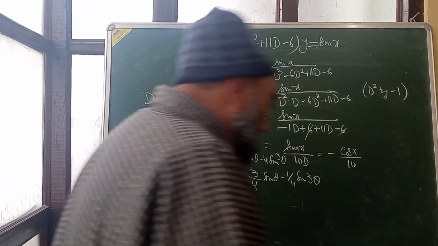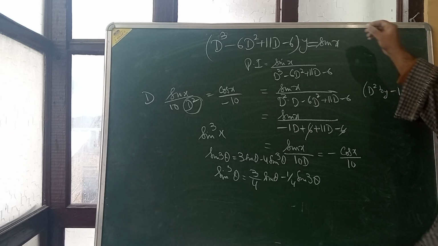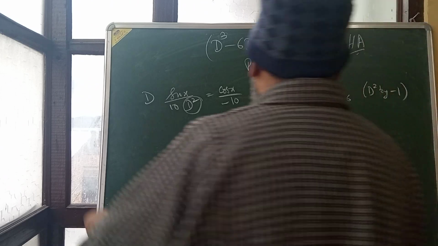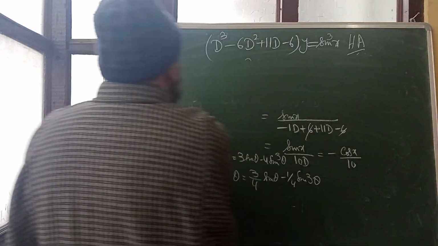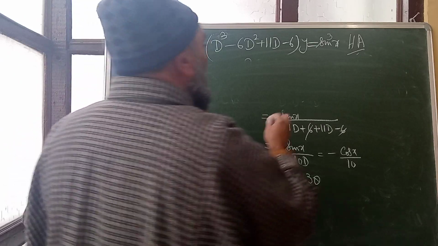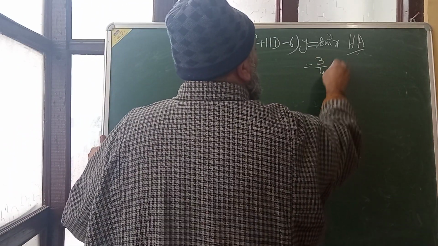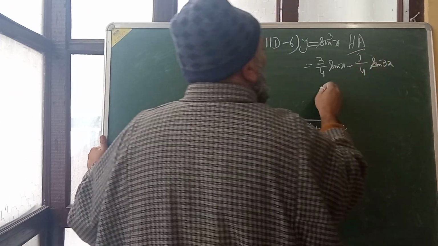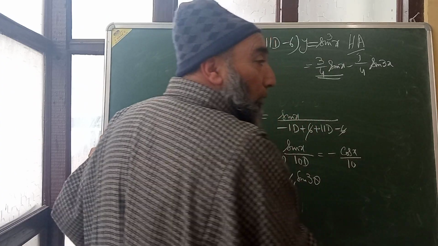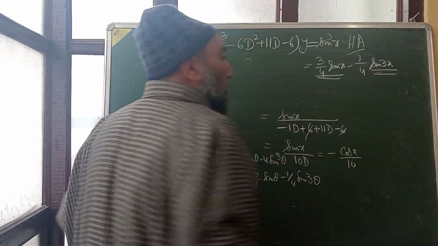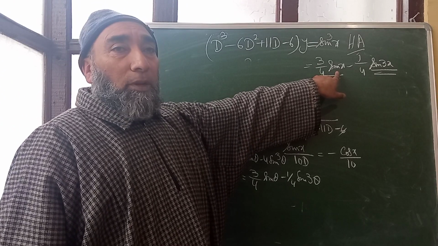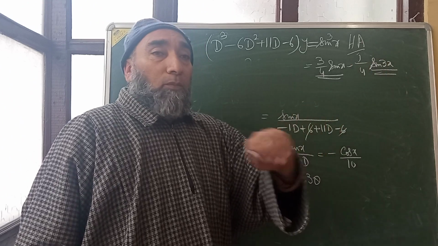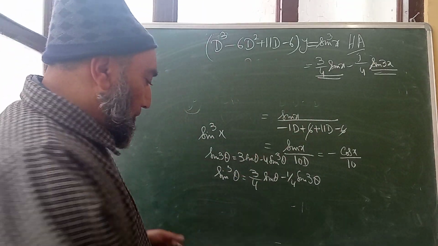So if this is the question, sine cube theta, this is a home assignment now. Same question. Instead of sine, you have sine cube. The right hand side will be 3 by 4 sine x minus 1 by 4 sine 3x. So for this you will have a separate particular integral, because for this you have to replace D square by minus 1, and for this you have to replace D square by minus 3 square, which is minus 9. Okay? You will do it.